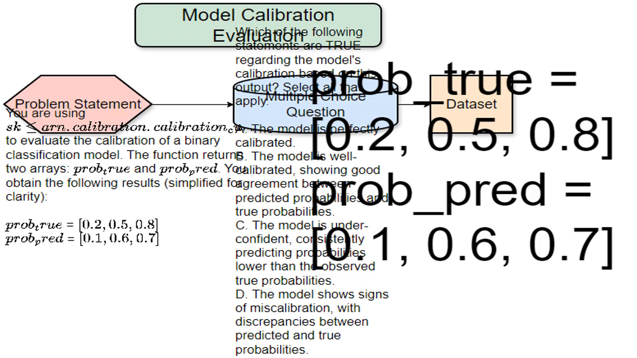This is the data I'm using to answer the multiple-choice question. The first array, prob_true, represents the actual probabilities of events in three different sets of predictions, while the second, prob_pred, represents the model's predictions for these sets. Let's examine each set individually. In the first set, the actual probability is 0.2, but the model predicted 0.1. In the second, the actual probability is 0.5, with a prediction of 0.6. Finally, the actual probability is 0.8, and the model predicted 0.7.